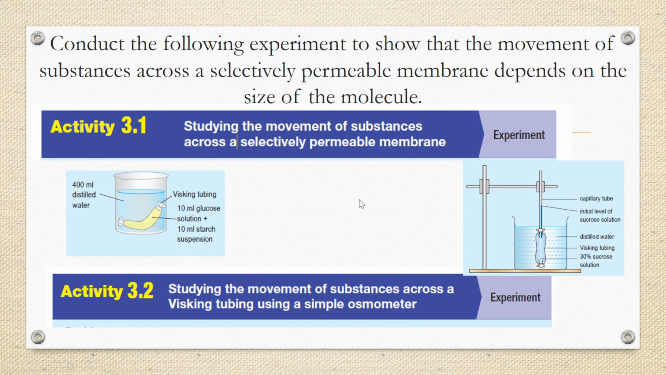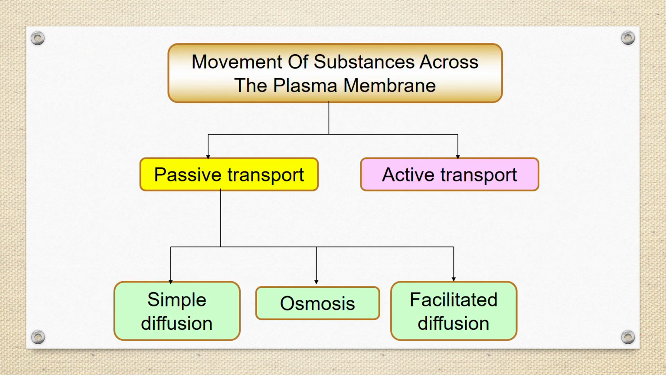Okay, there's this experiment that you will be doing, to study the movement of substances across a selectively permeable membrane, and we will be using this Visking tube, which has this permeable nature. And this is the setup of a simple osmometer, and we are going to observe the level of this sucrose solution, the rise or the fall in the level. Okay, describe further on that.